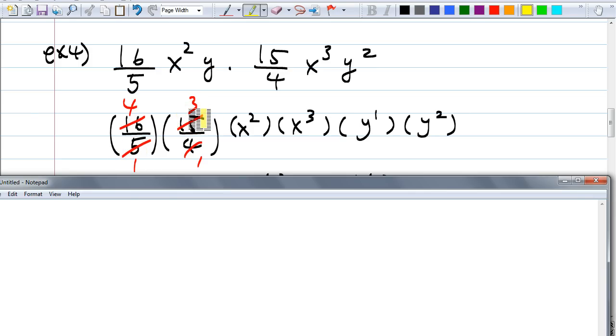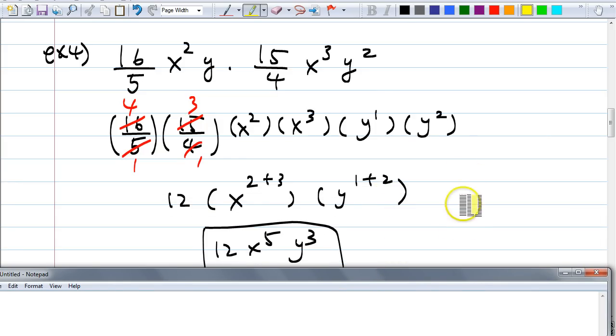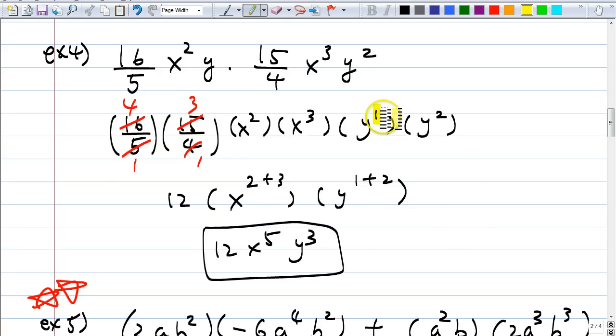Good. Carly, what'd you get? I got 12 x to the 5th power, y to the 3rd power. How many people got 12 x to the 5th and y to the 3rd? Very good. How many people wrote that invisible one there?